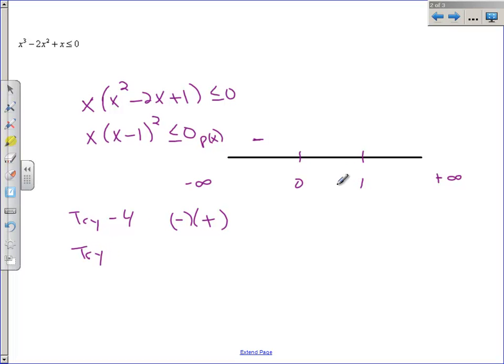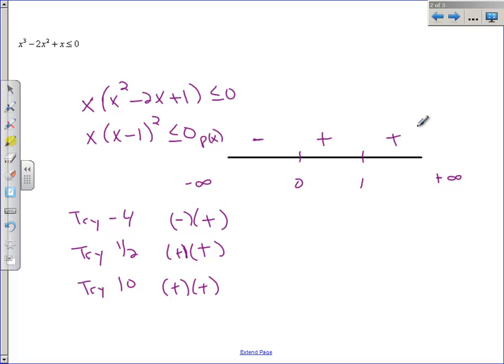Now let's try a number between 0 and 1, like 1/2. Okay, if I plug in 1/2 for x, I'm going to get a positive. Then, if I plug 1/2 in for x, 1/2 minus 1 is negative 1/2, but negative squared is a positive. And I get a positive in the interval from 0 to 1. And then for the next interval from 1 to infinity, I'm going to try 10. Any of those numbers from 1 to infinity. Plug in 10 for x, I'm going to get a positive times a positive, and that's also positive.